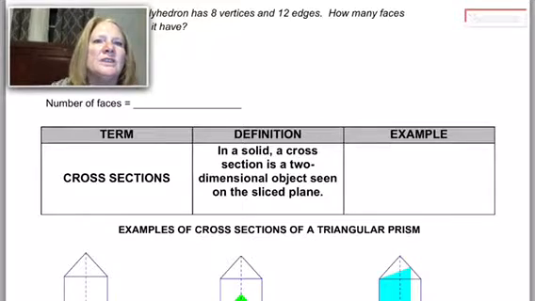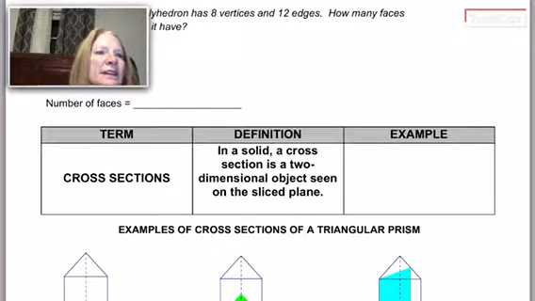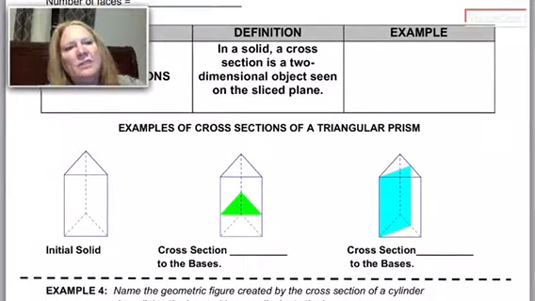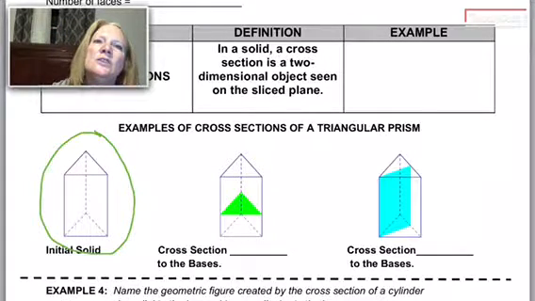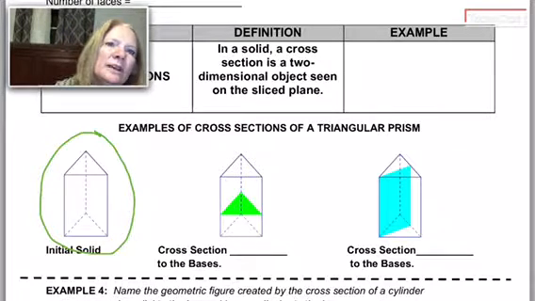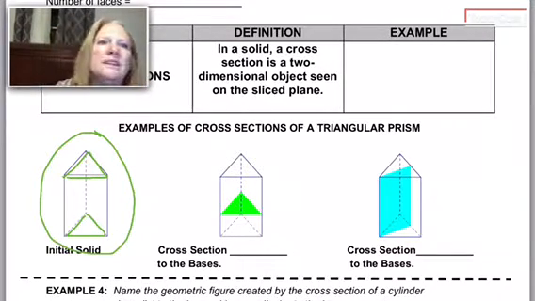Now we're going to look at cross sections. A cross section in a solid is a two-dimensional object seen on the slice plane. And these pictures right here are pretty good. So we have our initial solid here, and this is a triangular prism. In a prism, remember that the sides are always rectangles, and then you name it by the shape of the base. The base here is the two congruent parallel faces.